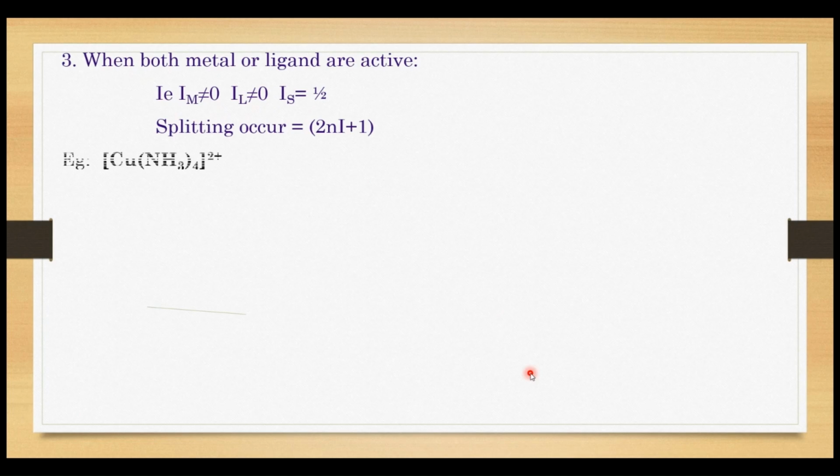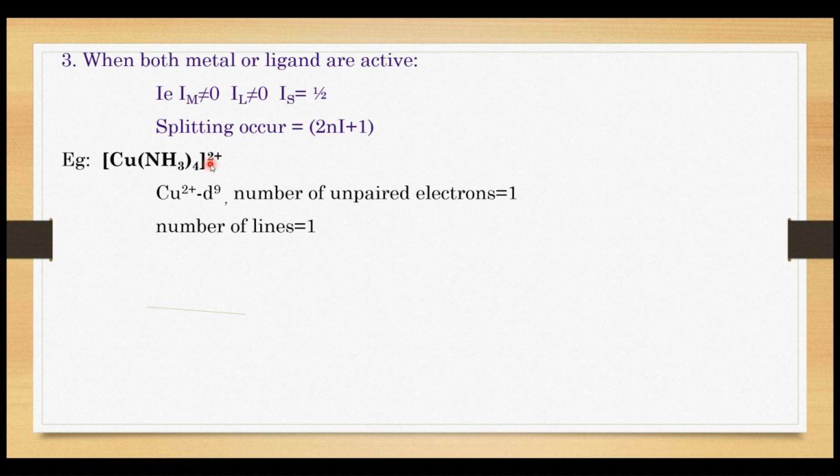Now we can consider one example, Cu(NH3)4 2+. Here Cu2+ is d9, that is it has one unpaired electron, so number of signal will be 1. How the splitting will come? Here 3 nuclei are there, one is copper, other is nitrogen, other is hydrogen. So 1 copper, 4 nitrogen and 12 hydrogens are there.